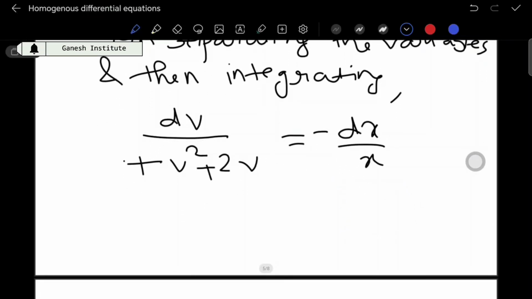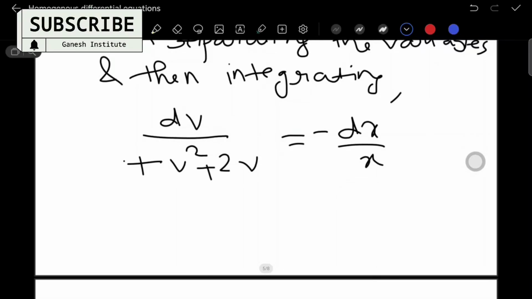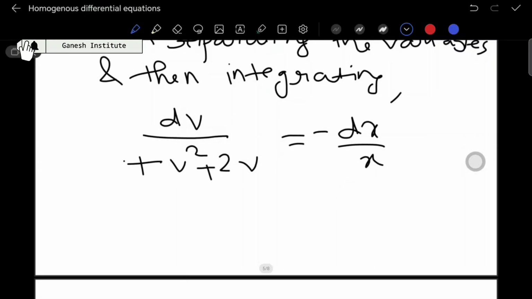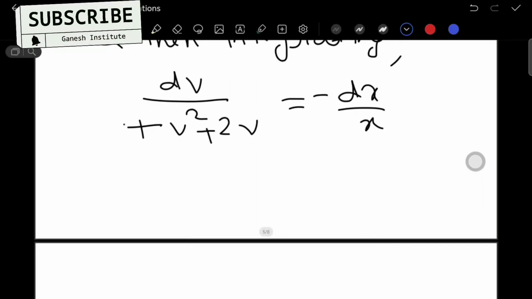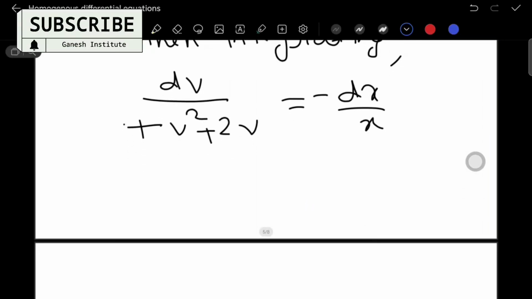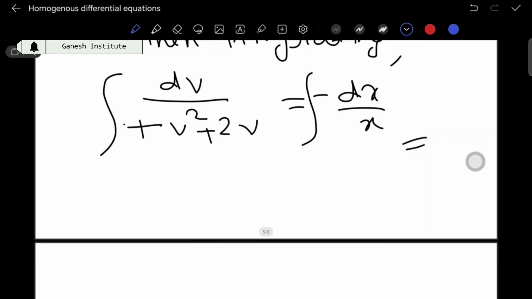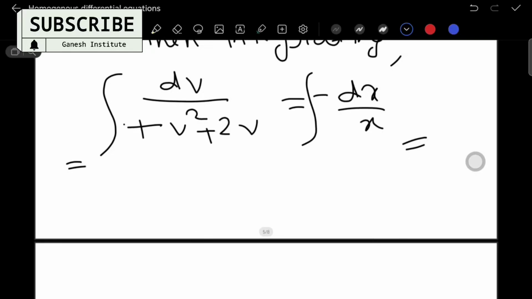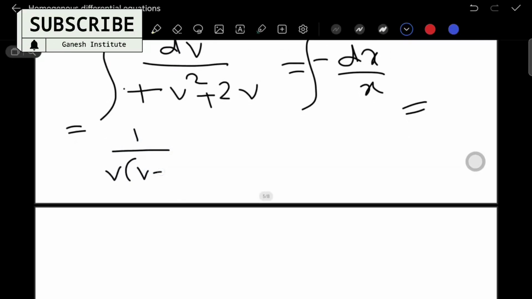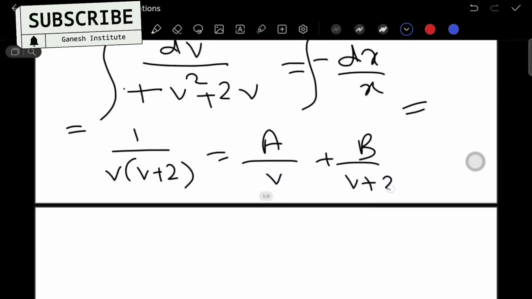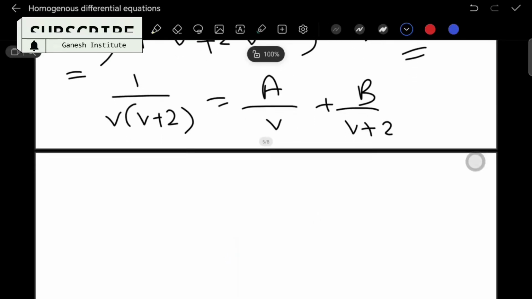So what can be done now? You can see that we have dv upon v square plus 2v. If you want to integrate, this is simple, 1 by x is log x. But for this here, we have to apply partial fraction. It is v plus 2, correct? So you can assume it as a upon v plus b upon v plus 2. By parts you have to do it.